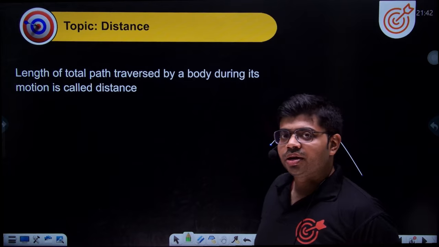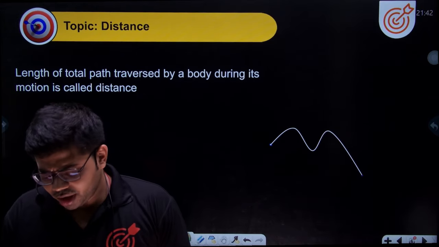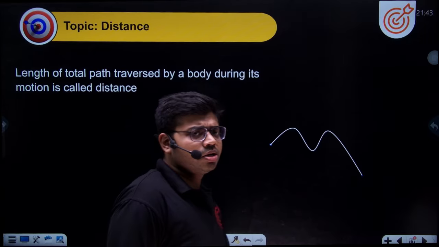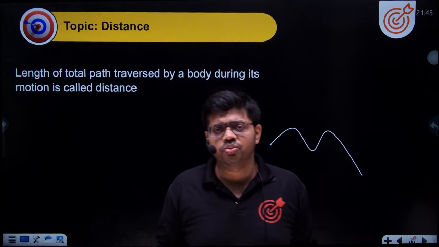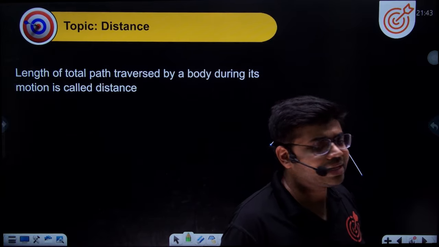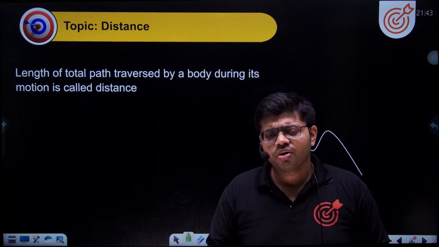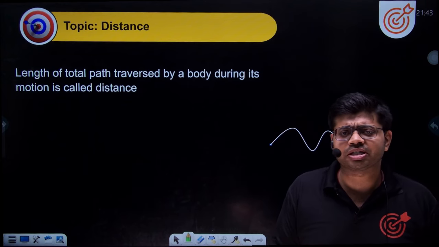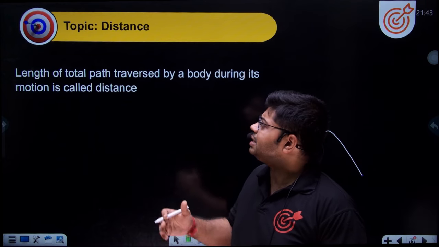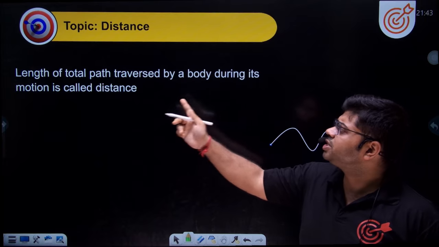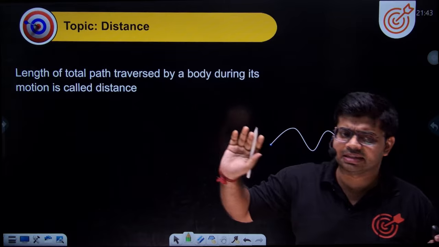Now we will come to a very important concept which is called distance. If I ask you what is meant by distance, you will say that distance is something which all of us know: the total path traversed or traveled by a body during its motion is called distance, right?